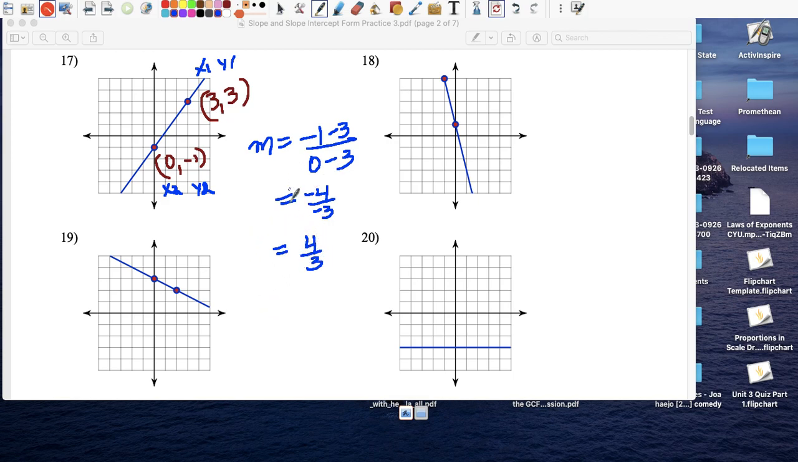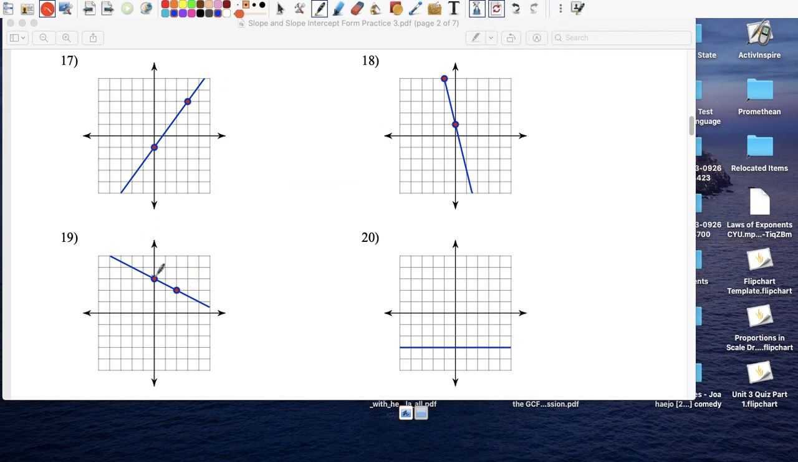I have everything I need. I have my slope, and I know what my y-intercept is. Look, here's my y-intercept, which is b, and b is -1. So my equation is y equals 4/3 x minus 1. Same thing here, my y-intercept.